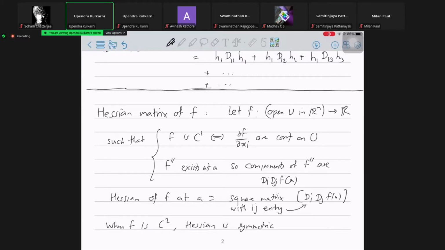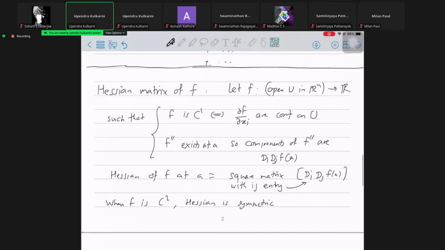Okay. Yes, somebody had something. Yeah, so why should f be C1? Okay. I mean, we want the partial of the partial derivatives to exist, but that can happen without the partial derivatives being continuous. So what does it mean to calculate, let's say, D1 of D2 of f?